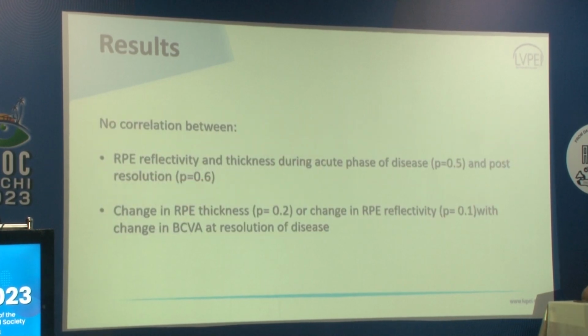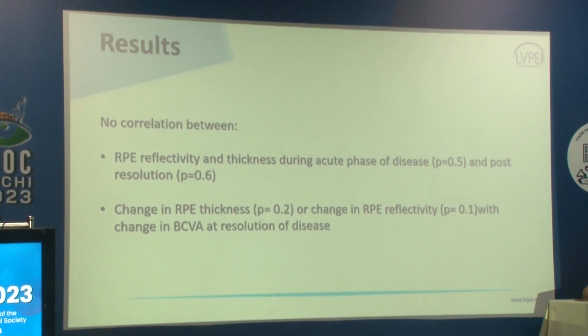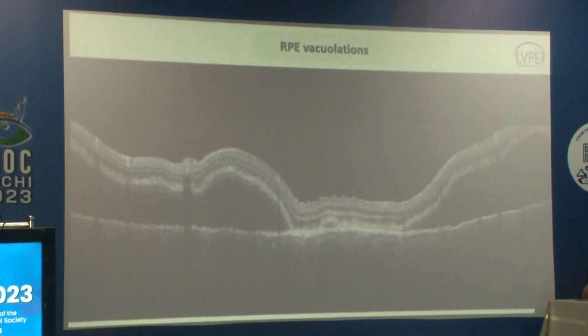However, we could not find any correlation between the RPE reflectivity and thickness during the acute phase of the disease and following resolution, nor could we find any correlation between the change in RPE thickness or a change in the RPE reflectivity with the change in BCVA following resolution of the disease. So these are some of the morphological features we noticed.